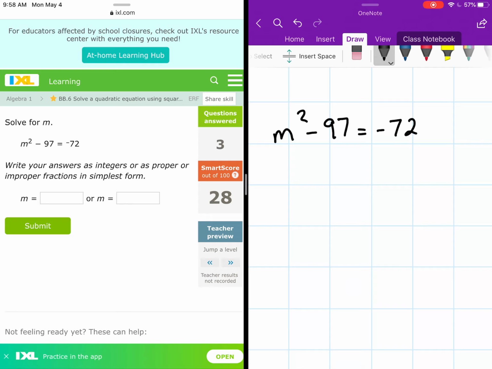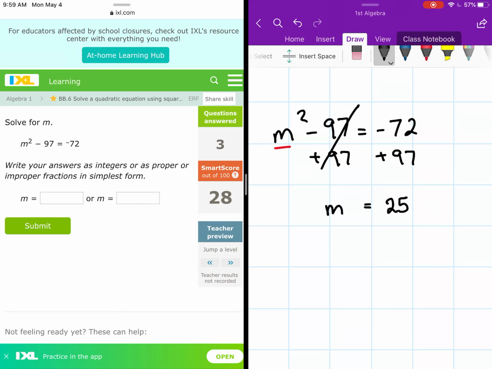We have to remember PEMDAS and solving. So what we are going to do here is try to leave this m by itself, or isolate it. So we need to move this negative 97 to the opposite side of the equation. We're going to do plus 97 on both sides. When you do that, that is going to cancel the 97s on the left side. And then on the right side, you have negative 72 plus 97. That is going to give us 25.